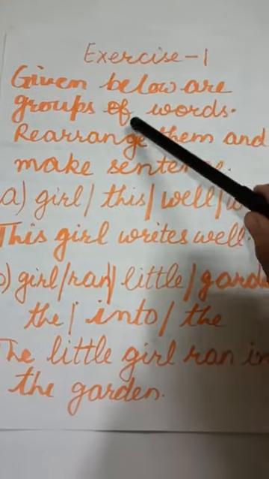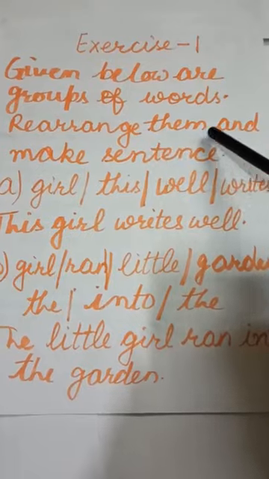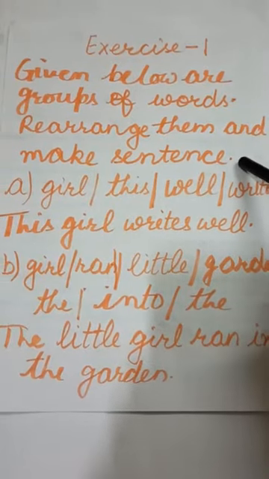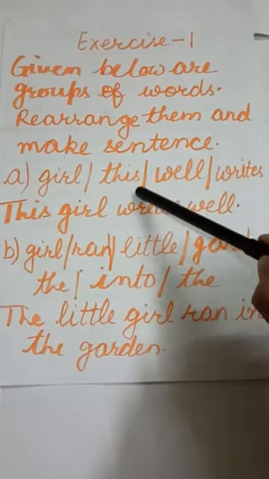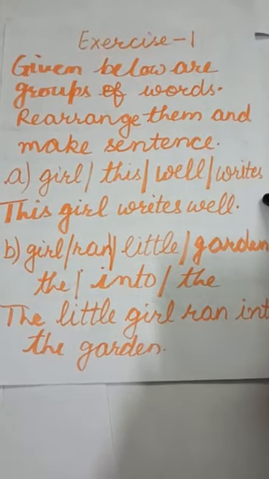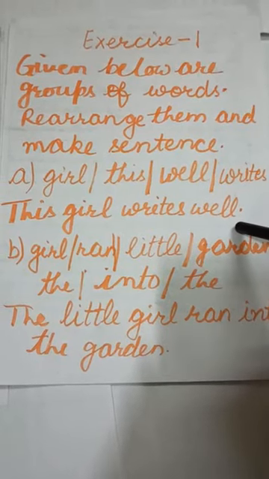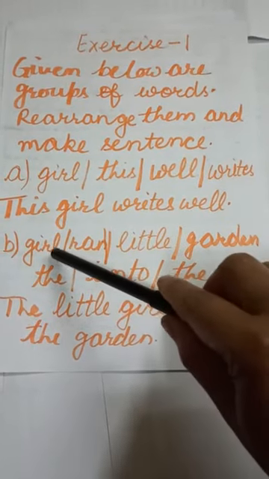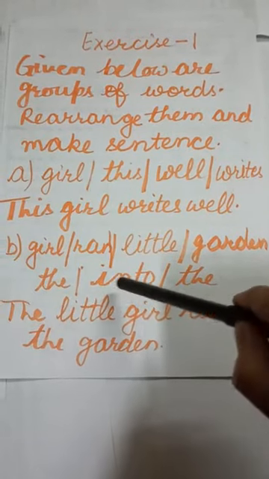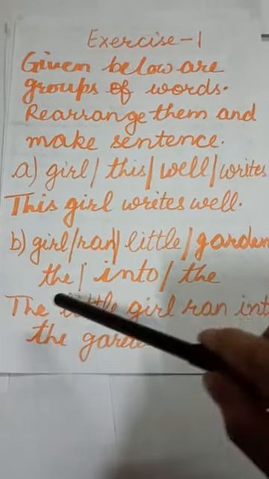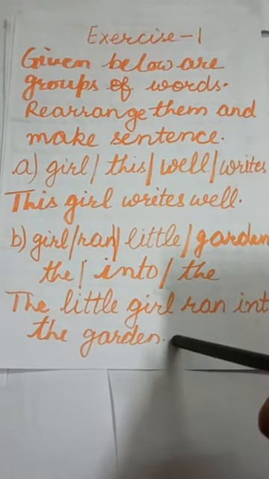Exercise 1. Given below are groups of words. Rearrange them and make sentences. So the groups of words are: girl this well writes. This girl writes well. Now B part. Girl ran little garden into the. The little girl ran into the garden.